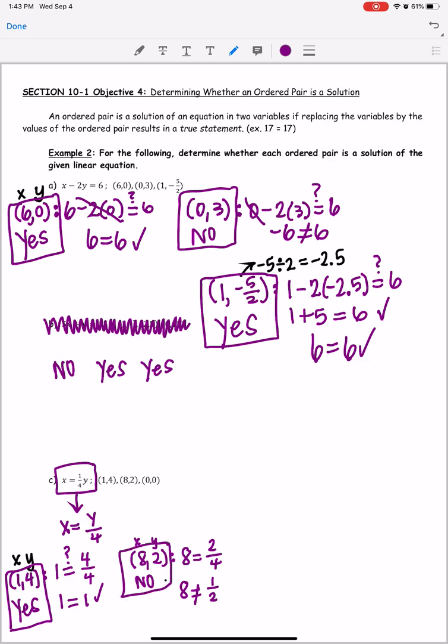And then lastly, 0, 0. Still using this equation. So x equals, my x is 0, y over 4. My y is 0, so 0 over 4. 0 divided by anything is 0. So we get 0 equals 0. That is a true statement. So that makes this one a yes. That is a solution.